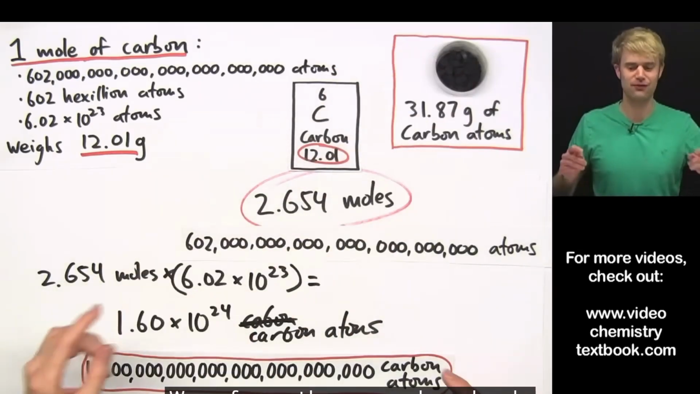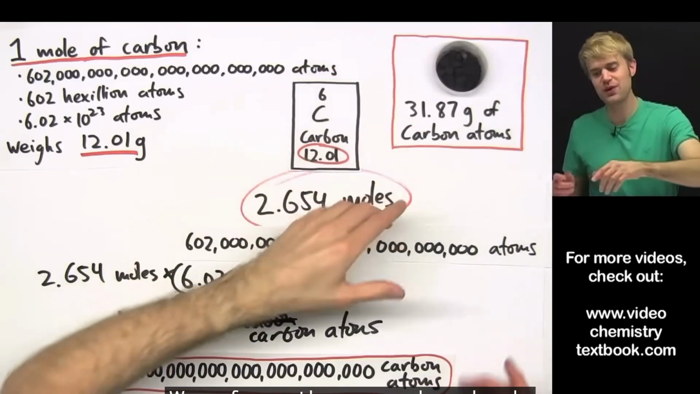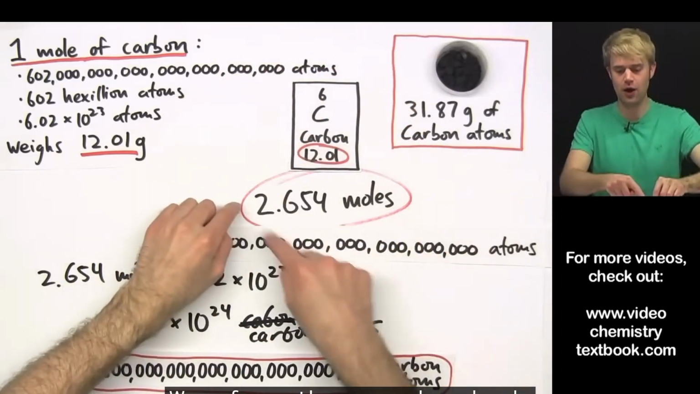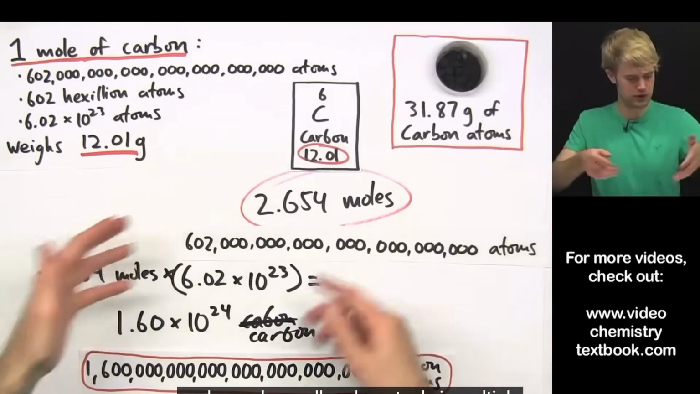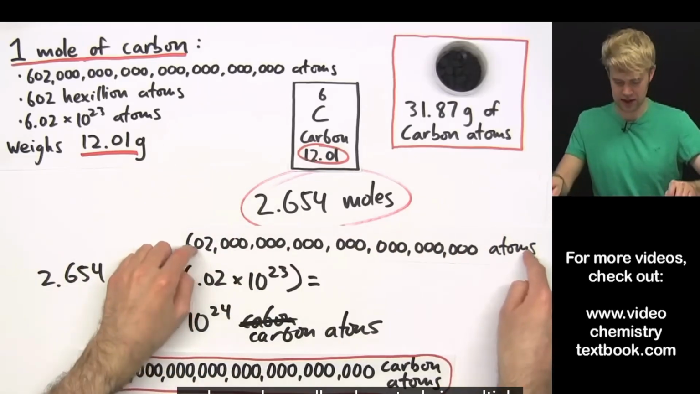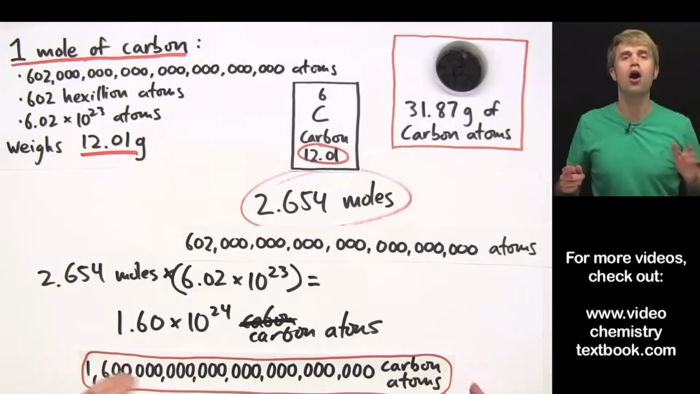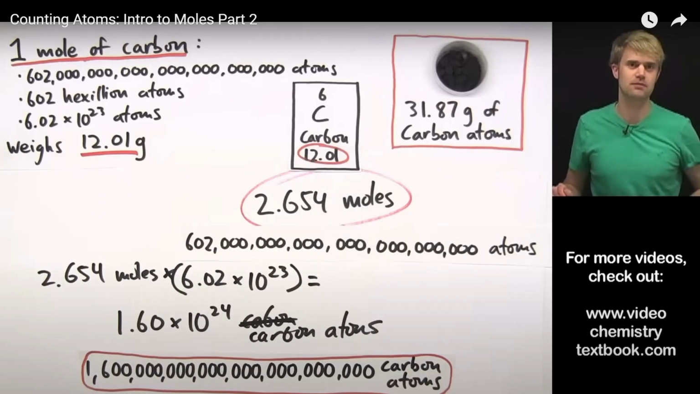So that is how we can use moles to figure out the number of atoms we have in something. We can figure out how many moles we have by weighing it, and then once we know how many moles we have, all we've got to do is multiply that by the number of things that are in a mole, and we get our final answer. Okay, and we're going to leave it there. I think that is the end of the video anyway.